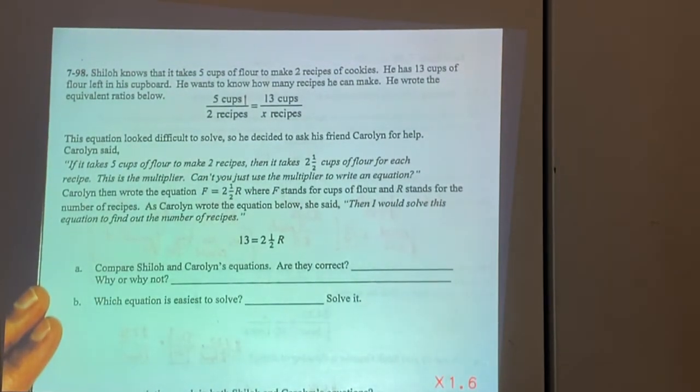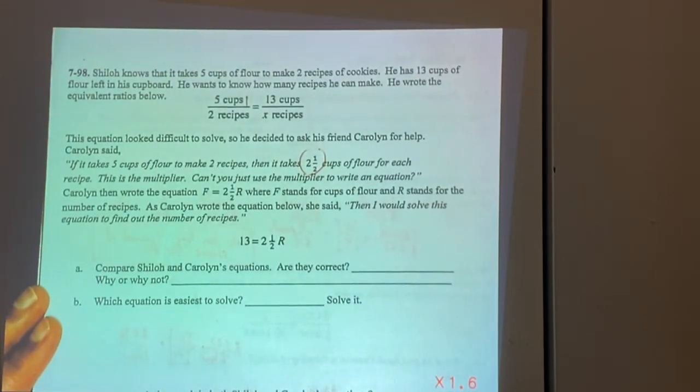Carolyn said, if it takes 5 cups of flour to make 2 recipes, then she divided each by 2, then it takes 2.5 cups for each batch. This is your multiplier. Can't you just use the multiplier to write an equation? Carolyn wrote the equation F equals 2.5 times R, where F stands for the flour and R stands for the recipes. Okay, as Carolyn wrote this equation, she said then I would solve this equation to find the number of recipes. Okay, compare Shiloh and Carolyn's equations.